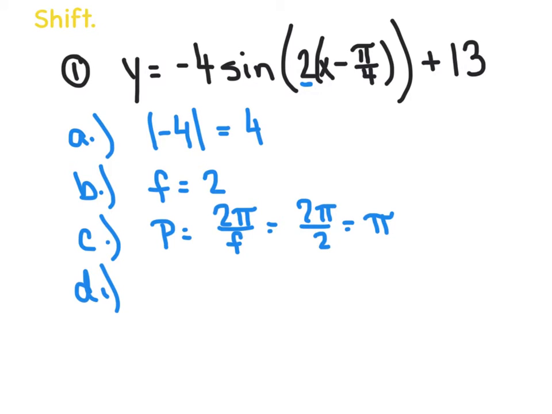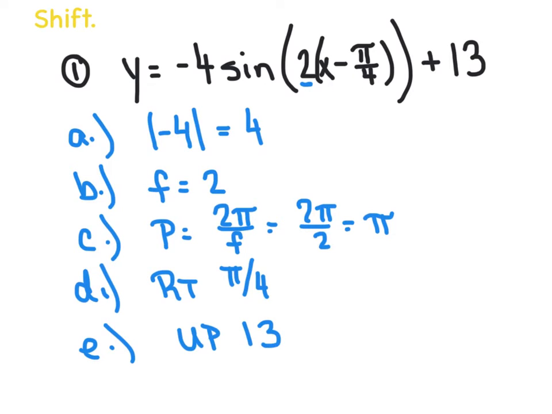The next part, D, is my phase shift. We're going to go to the right, pi over 4. And the vertical shift is going to go up 13. So that's a lot of things to incorporate all at once, but hopefully by identifying all of these characteristics, we could then eventually be able to put them all together and create a great graph.